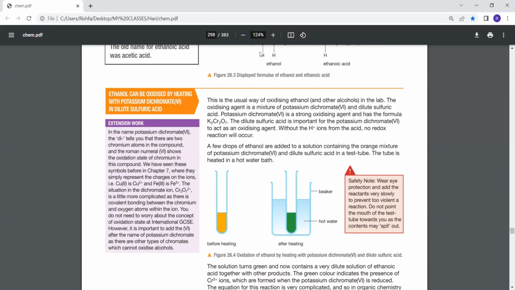Put the next star mark under that and then write: dilute sulfuric acid is important.